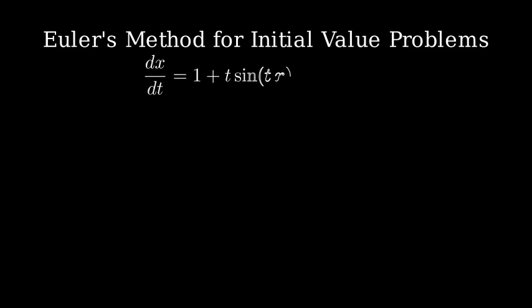We have dx/dt equals 1 plus t times sine of tx, with the initial condition x(0) equals 0. We want to find the value of x at time t equals 1.